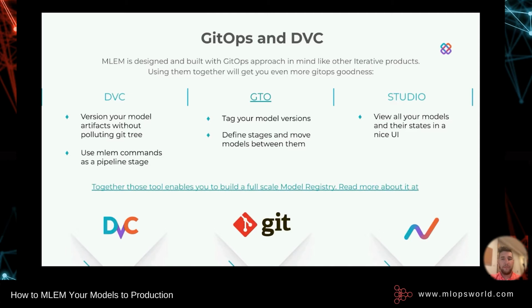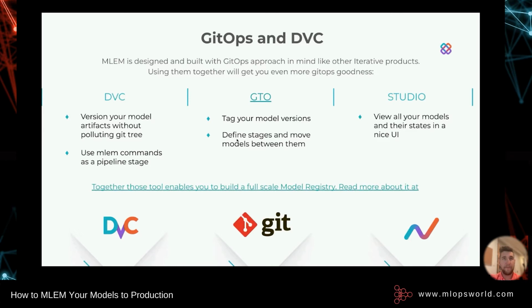So using those tools together enables you to build a full-scale model registry with all the nice features based on a GitOps approach. And you can read more about it. I lost the link, but I don't know if you can see, it's iterative.ai/model-registry. You can go to the Iterative AI website and see the solutions tab there.